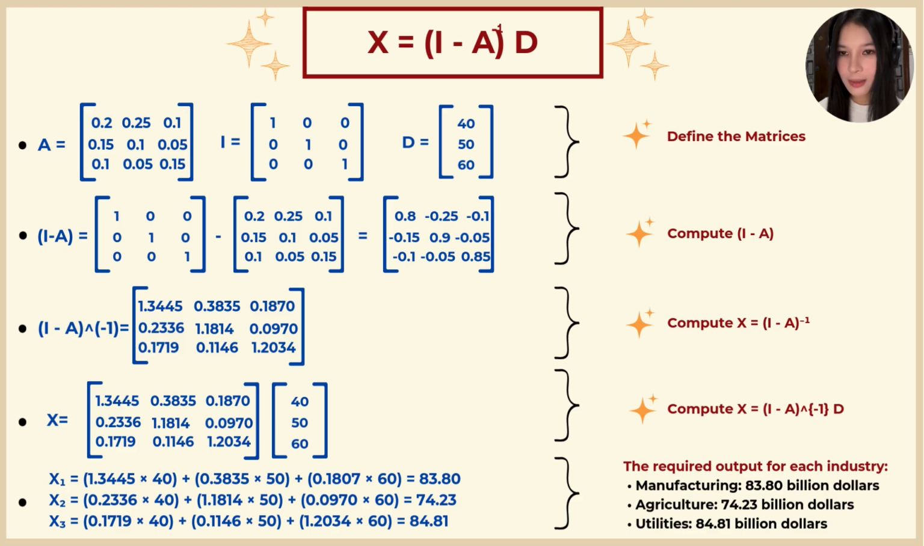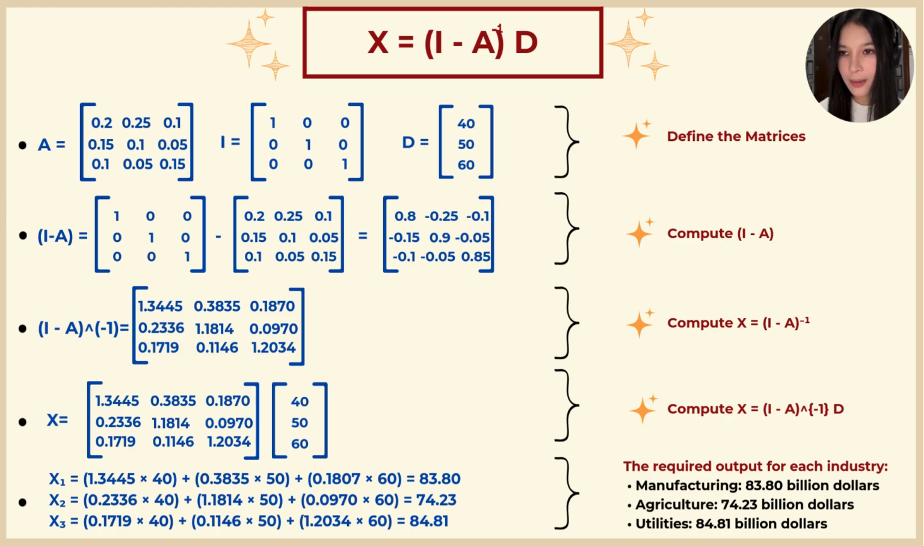For example, the element in row 1, column 1 of I minus A will be 1 minus 0.2 equals 0.8. Similarly, the element in row 1, column 2 will be 0 minus 0.25 equals negative 0.25, and so on for our elements. The result is the matrix I minus A, as you can see on the slide. And this matrix represents the net production requirement after accounting for internal consumption. And move on to step 3.